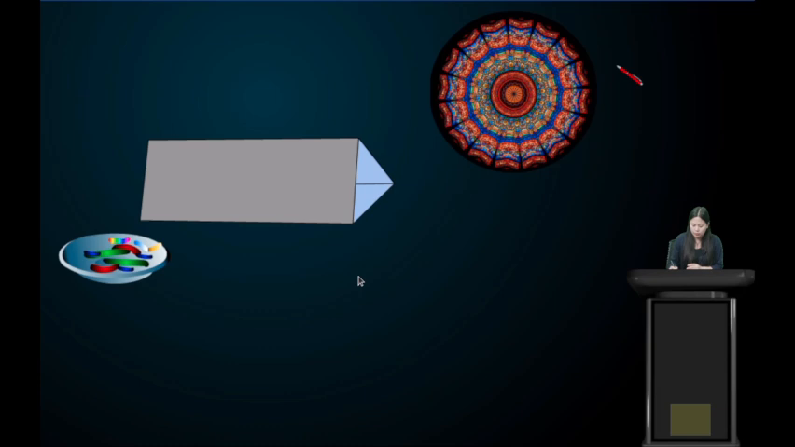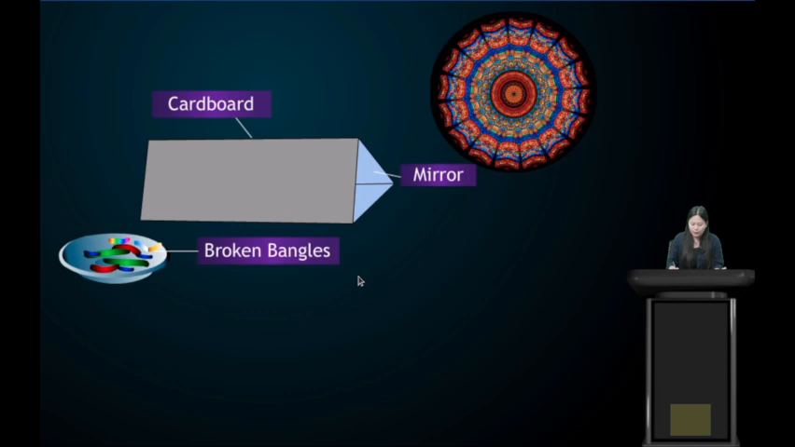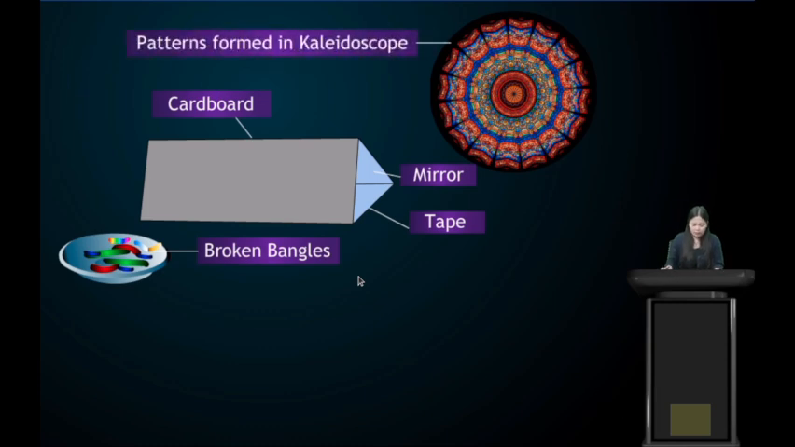So to construct kaleidoscope, we need cardboard, we need broken bangles or broken mirrors, colorful bangles we have here. Then we will need three plane mirrors. Then we will need glue or tape to stick the mirror together. And this is what we will get. This is just one example of the patterns formed in kaleidoscope.